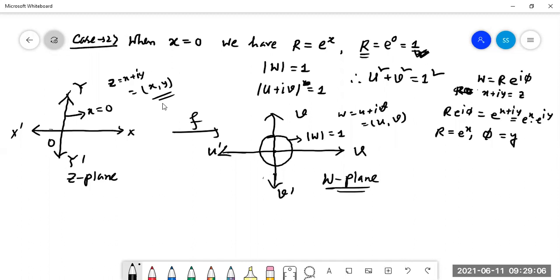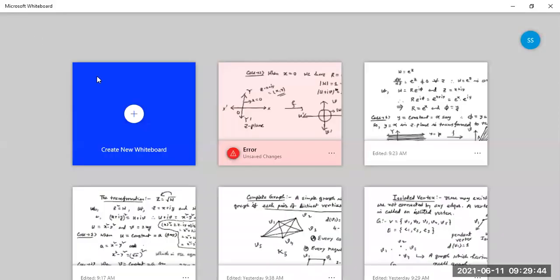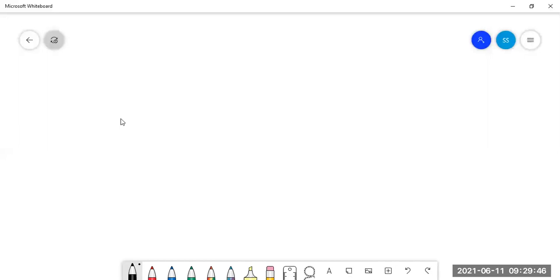A circle whose radius is 1 can be written in the W plane as mod W equal to 1. So mod W equal to 1 means u square plus v square equal to 1 square, which is a circle in the UV plane whose center is at 0, 0 and radius is 1 unit. Here every W means u plus iv, and in the Z plane, every Z means x plus iy, or x comma y in the coordinate system. Clear?